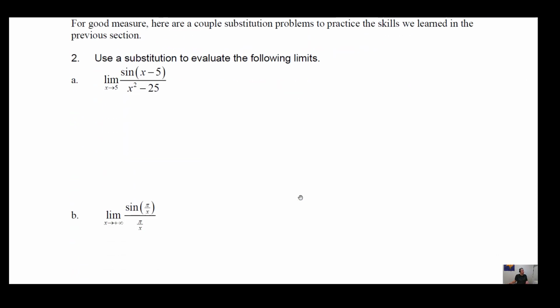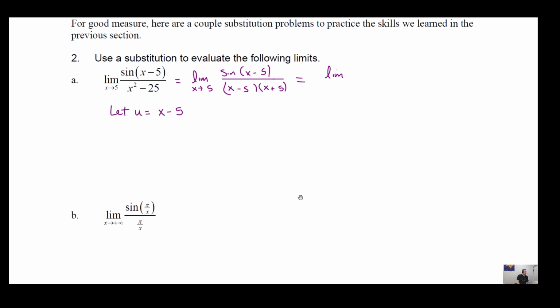Okay, moving on, practice some extra substitution before we go for today. This, of course, you probably have no problem recognizing from algebra is the same as the limit as x goes towards 5 of sine of x minus 5 over x minus 5 times x plus 5. I wish to change this into a new limit in terms of a dummy variable or an alternate variable. The argument to sine is x minus 5, so that's what I'm going to let my u become. I'm going to let u equal x minus 5.